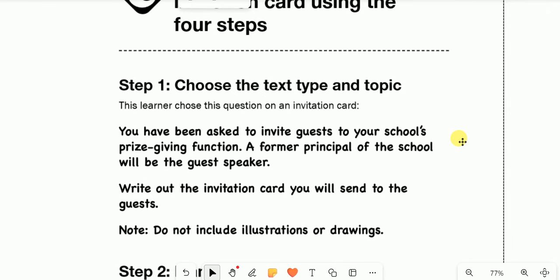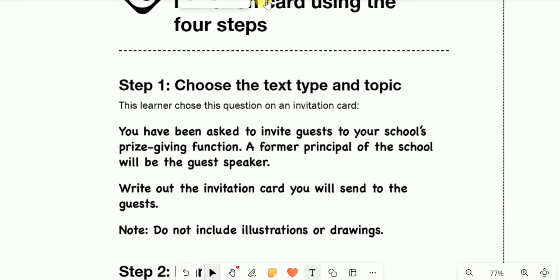You will be given a scenario in the form of a question, and from there you need to deduce the information that you are going to use to craft that invitation card. The example that we have here is that you have been asked to invite guests to your school's prize giving function. A former principal of the school will be the guest speaker. Write out the invitation card you will send to the guest, and then note, which is very much important, here they say do not include illustrations or drawings.